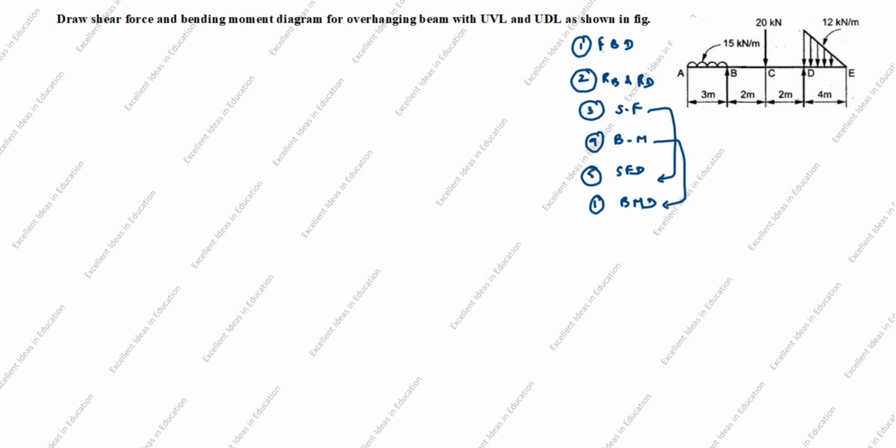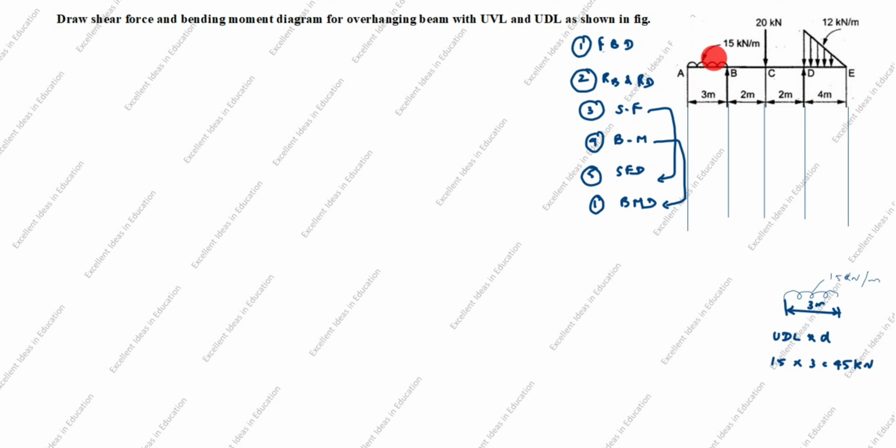Now we will draw free body diagram. You see in this drawing is given UDL load. So how will you convert it to a point load in this case? UDL load is given as 15 kilonewton per meter. So distance given as 3 meter. What is the formula? UDL into distance. So UDL is 15, distance is 3, is 45 kilonewton.